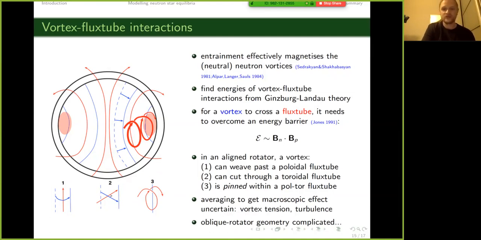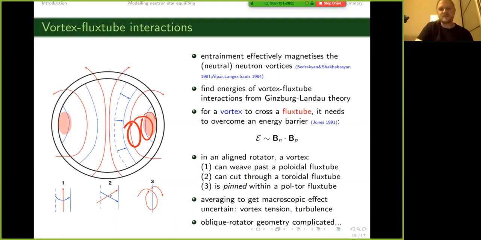It can also cut straight through a toroidal flux tube. The vortex starts here, and if it cuts through a toroidal flux tube, it hits it at a right angle, so then the scalar product is 0. But the one thing it definitely can't get past is this slinky-like geometry, this colloidal toroidal twisted torus flux tube. There it has to get stuck somewhere. So the idea is that this causes some sort of hold up in how readily the neutron vortices can move outwards in the core.